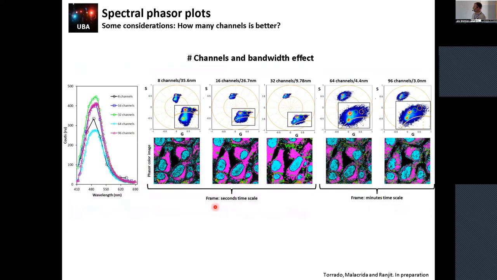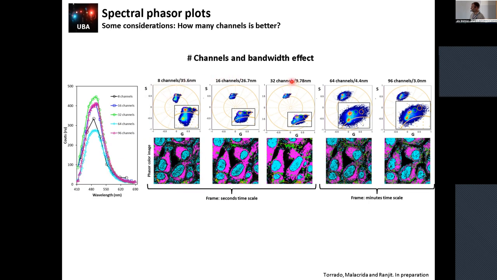But you might also think that it would be useful to increase the number of channels in order to get a better phasor resolution. And this isn't true. And I will try to convince you why. Well, you can acquire, for example, fewer channels in order to go fast. This is good, but you will compromise your phase.